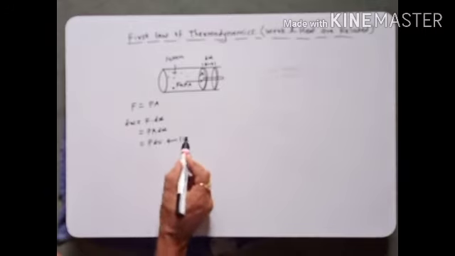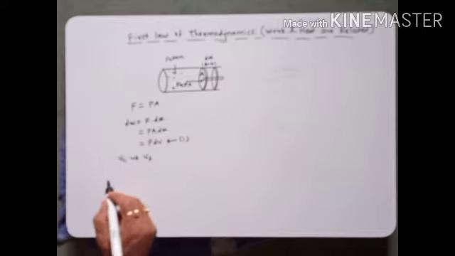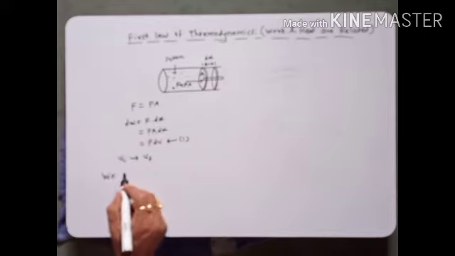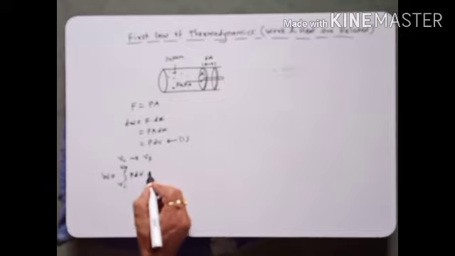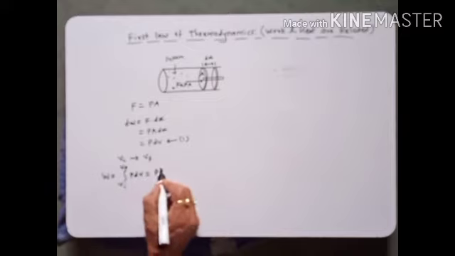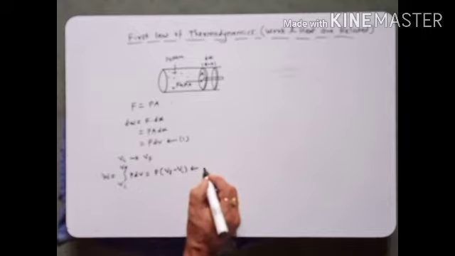Now, if volume changes from initial volume VI to final volume VF, then W is the total work done. We can write integration from VI to VF of P dV, which is equal to P times (VF minus VI). Suppose this is equation number 2.